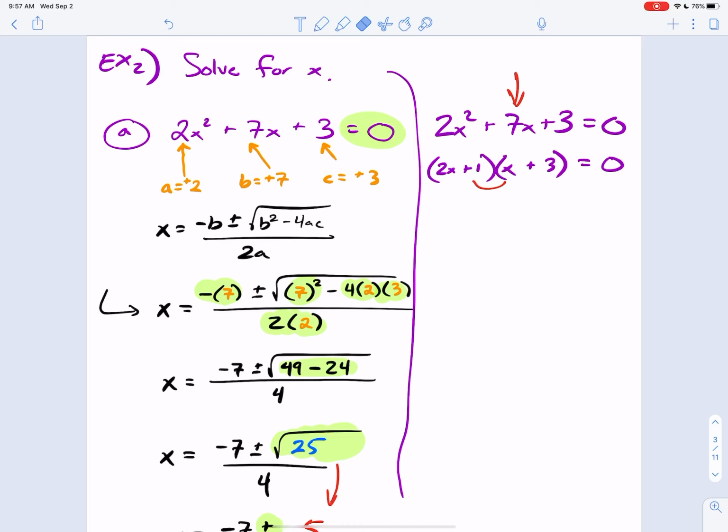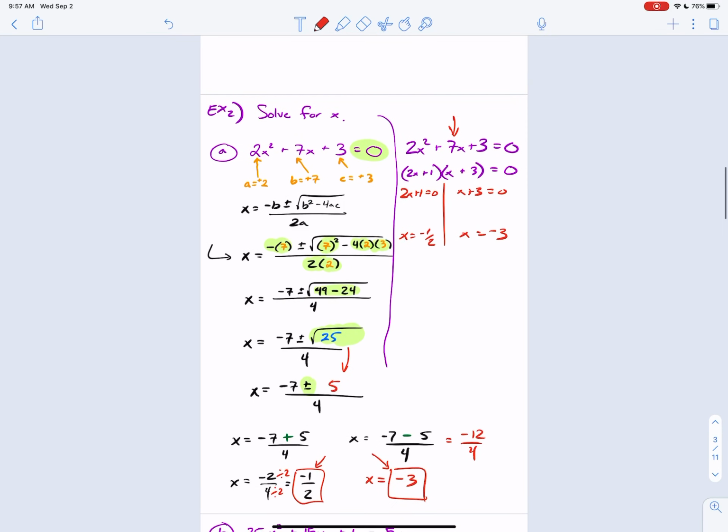So if I factor it, I could just use the zero product property. 2x plus 1 equals 0. X plus 3 equals 0 here. Eventually, you'll get negative 1/2 and negative 3, which is exactly what we got here. All right? Okay, so what the heck, right? Which one's easier? Obviously, factoring here is a lot easier, right? So why would we ever use the quadratic formula?